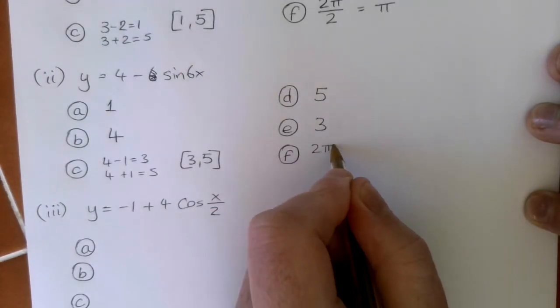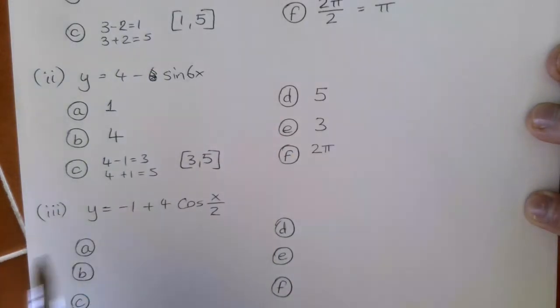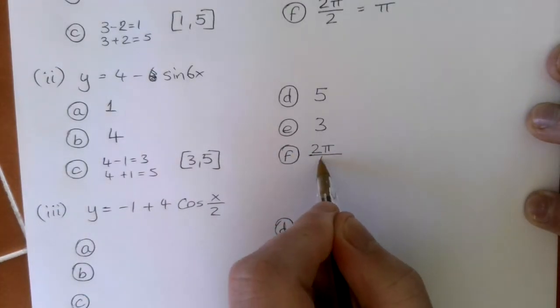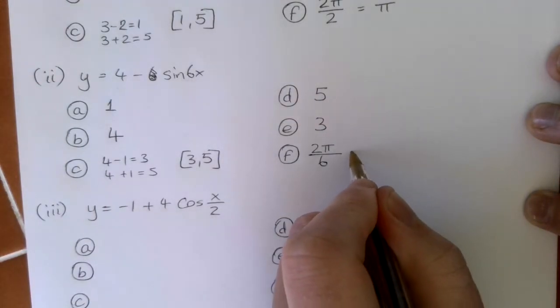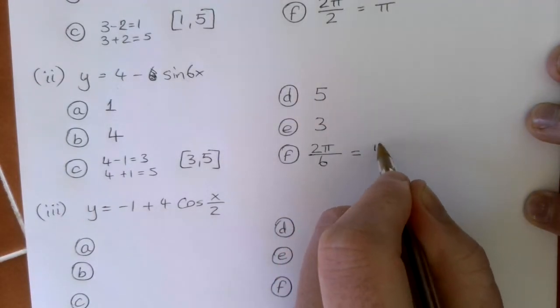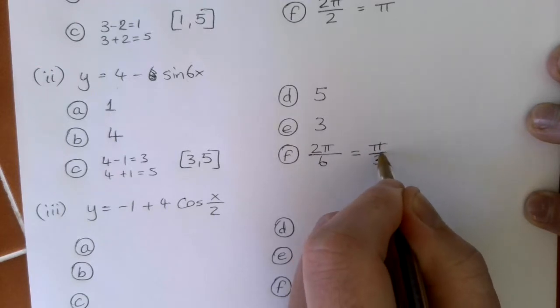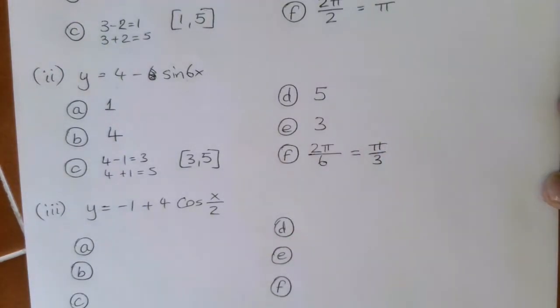A general function repeats every 2 pi, a general sine function. And we're going to divide it by 6 since there's a 6x here. And then we divide that, and that means this one is going to be pi over 3. So that means the period is pi over 3. It repeats every pi over 3.